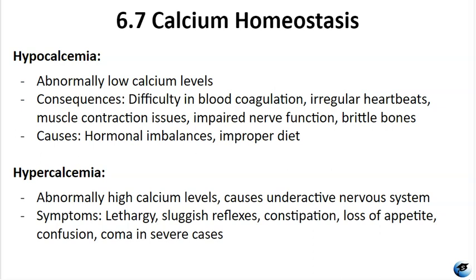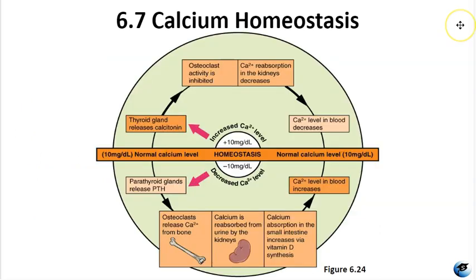Conversely, hypercalcemia, marked by elevated calcium levels, induces an underactive nervous system, leading to symptoms such as lethargy, sluggish reflexes, constipation, loss of appetite, confusion, and in severe cases, coma. Maintaining calcium homeostasis involves complex interactions among the skeletal, endocrine, digestive systems, and the kidneys.